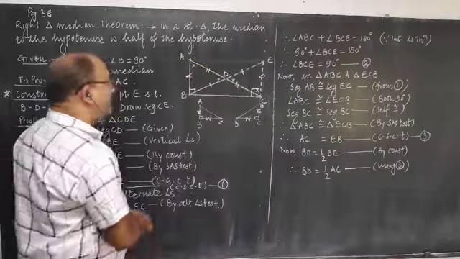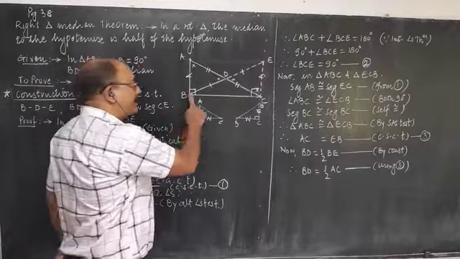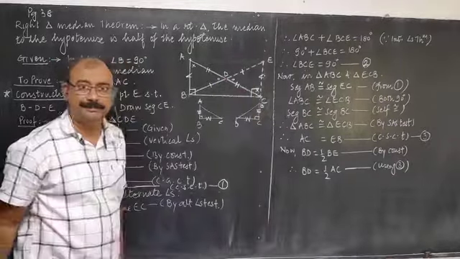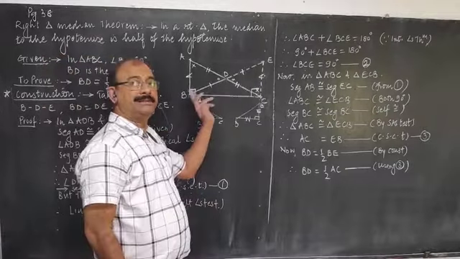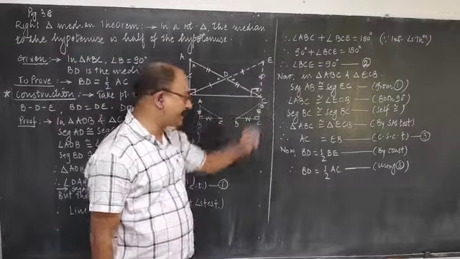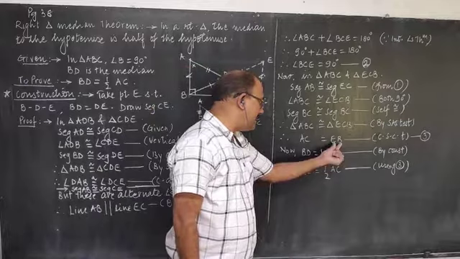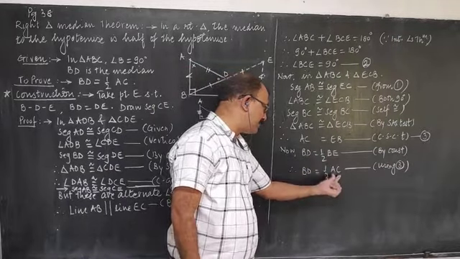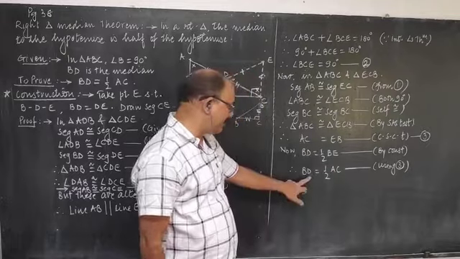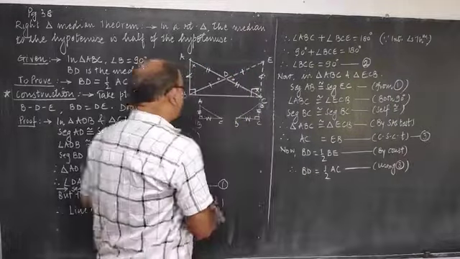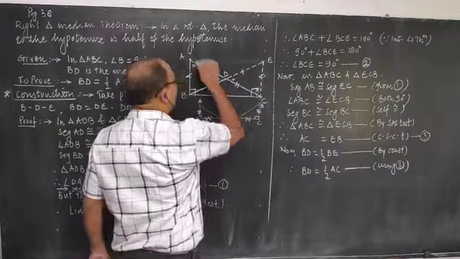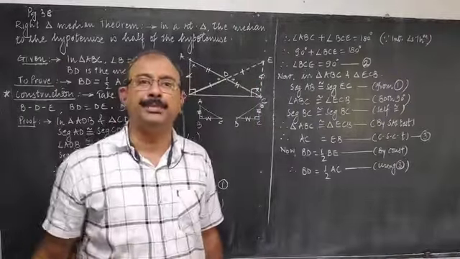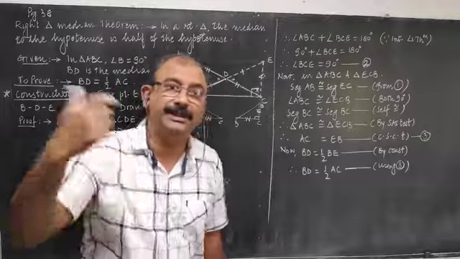Now, from the construction, I know that BD is half of BE, because this is what we doubled. So BD is half of BE, correct? But BE is equal to AC. So in place of BE, I can write AC. And what do you get? BD is half of AC. That means the median to the hypotenuse is half of the hypotenuse.